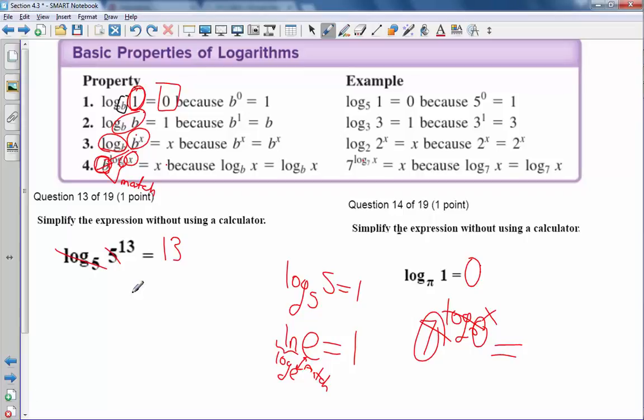Otherwise, you should have done this. You should set this equal to x, and then change this as 5 to the x equals 5 to the 13. It's not too bad. It still takes under 30 seconds. x is 13. You can still get the same answer. But why would you waste time if you could do this, right? And get 13 in a second.